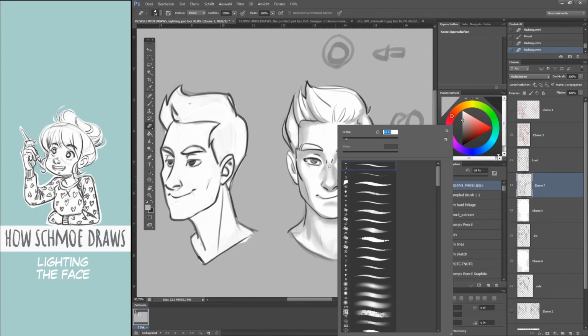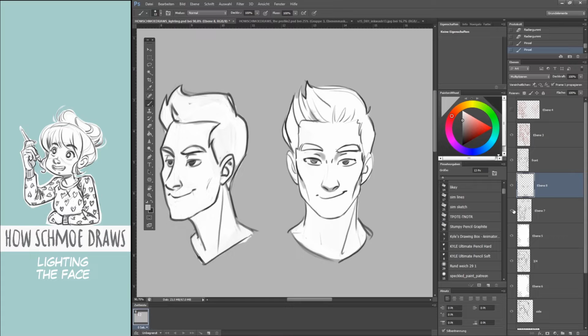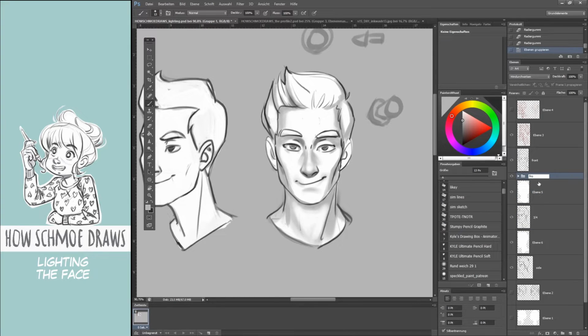Harsh shadows are usually cast shadows, which are like from the eyebrows. In this case there aren't that many cast shadows, just sort of shadows facing away, but with different ones, like under the nose it's a bit of a cast shadow.